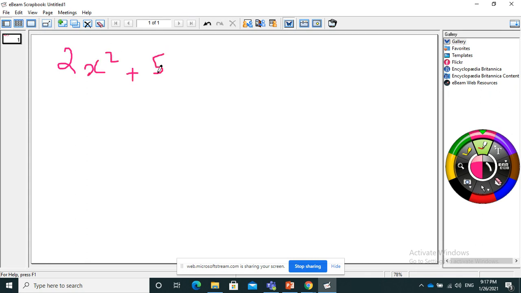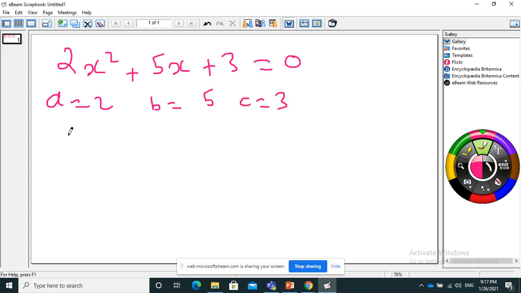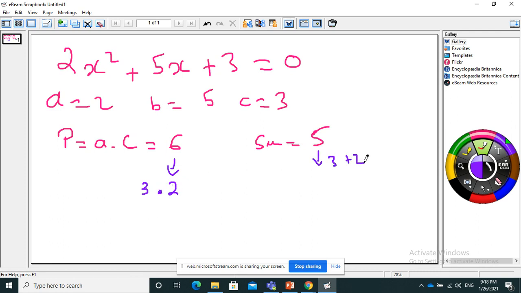2x squared plus 5x plus 3 is equal to 0. Again, I have a is 2, b is 5, and c is 3. I need to find two numbers whose product is a times c. If I multiply them, it gives me 6. And if I add them, their sum should be 5. So which two numbers are those numbers? So if I do 3 times 2, guys, it gives me 6, yes. And if I do 3 plus 2, it gives me 5. So the two numbers are 3 and 2. Excellent. So I go back now here and decompose 5x as 3x plus 2x.